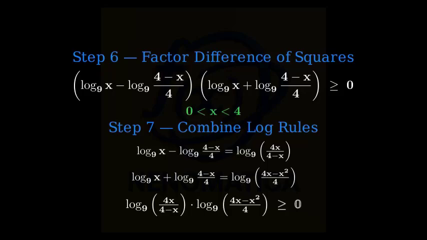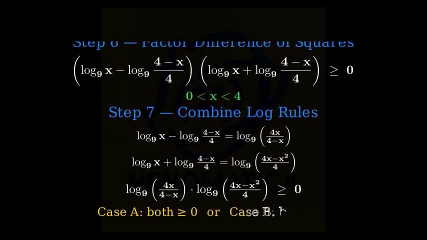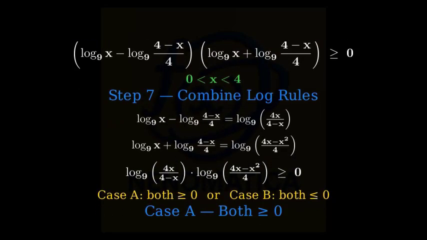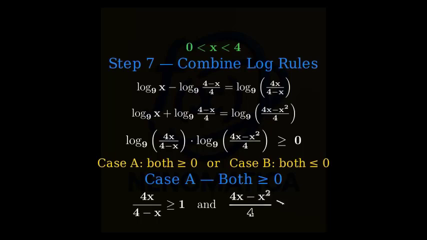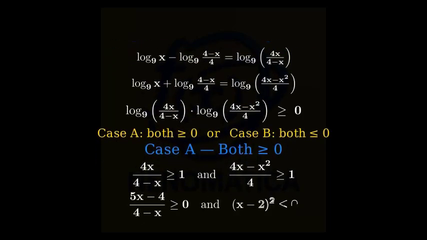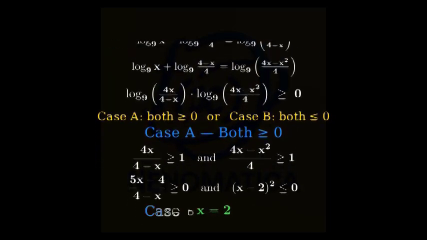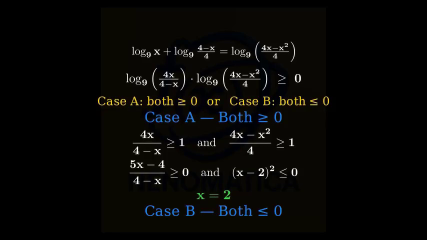Because the base is bigger than 1, the product is non-negative when both logs are non-negative or when both are non-positive. Case A, both are greater than or equal to 0. That means each argument is at least 1. The second inequality simplifies to a perfect square, so it forces x equals 2. Case B, both are less than or equal to 0.